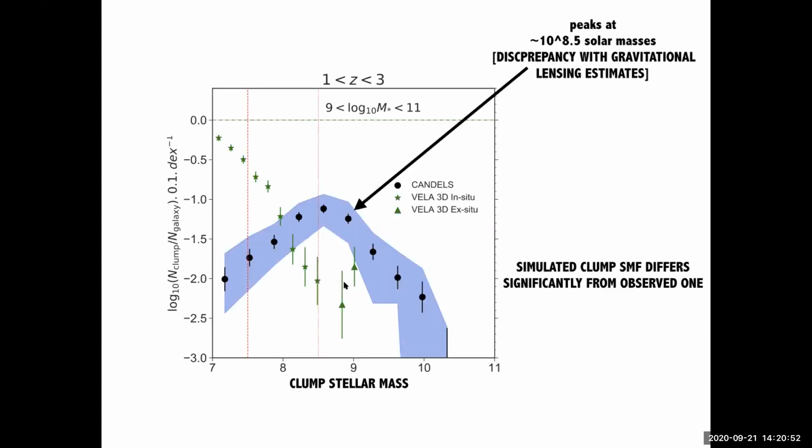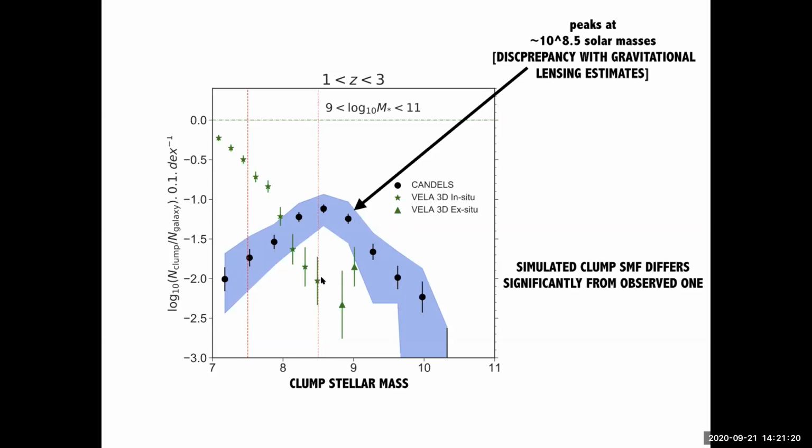And this is what you get. Again, I'm showing the predictions from the simulation, and this is what you measure in CANDELS. You see it's a huge difference. First, the peak is around 10^8.8, almost 10^8.9 solar masses in clumps. You see a decrease here, but it's probably due to incompleteness. But in any case, you see way more massive clumps than you would predict in the simulations.